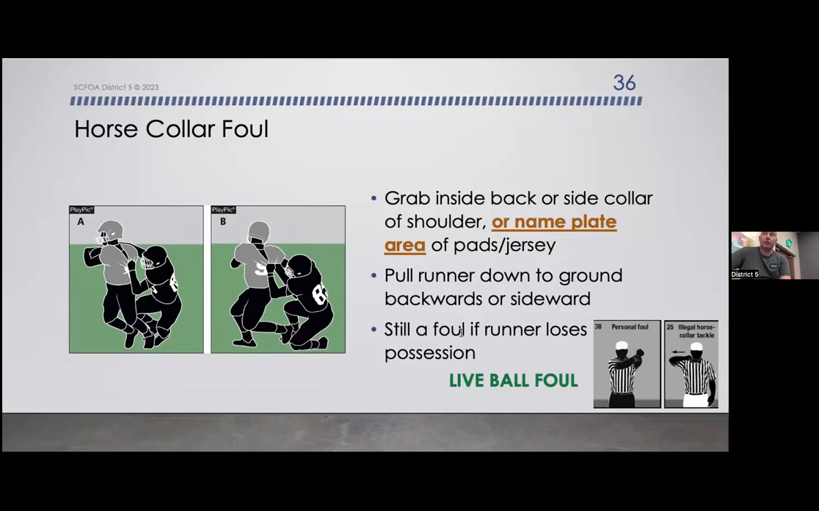Okay. So if the runner falls forward, even half a millimeter, half an inch, if he falls forward, it's not a foul for horse collar. He's got to come backwards or sideways. And this is always a live ball foul. And it's still a foul if the runner loses possession.